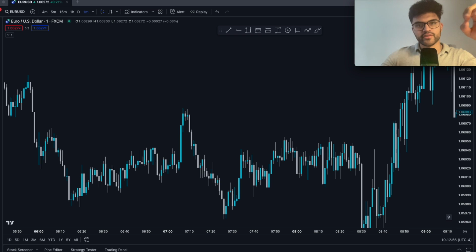Market structure shifts and breaks in market structure are basically your entry criteria. If you don't see a break in market structure, you're not going to be entering a trade. That's like your confirmation that what you were analyzing was right. But like me, I'm very sure there have been instances where we've had a break in market structure and it still goes and reverses against you.